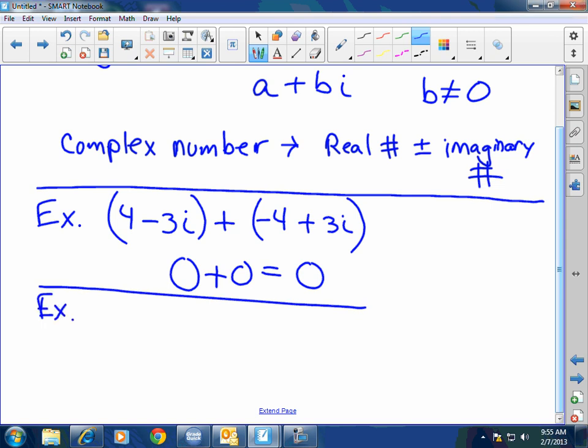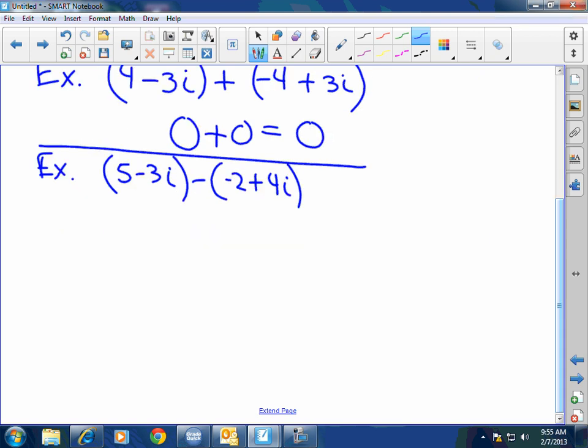Example. What if I told you 5 minus 3i minus negative 2 plus 4i? What would I have to do first, knowing already how to add and subtract polynomials? You're going to distribute that negative. So I got 5 minus 3i plus 2 minus 4i. So my answer is going to be 5 plus 2 is 7. You always put the real number first. Minus 7i. Because negative 3i minus 4i, when the signs are the same, you add and keep the sign. Does that make sense? Easy, right?